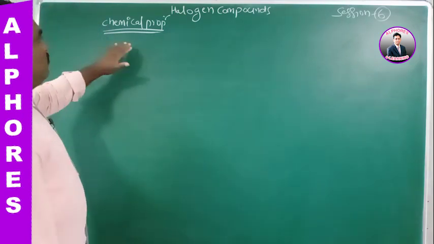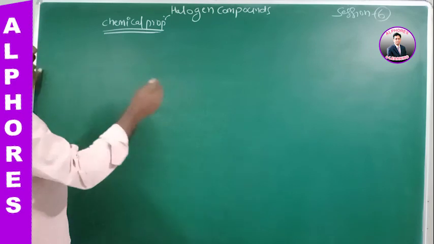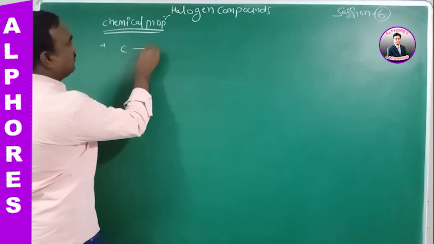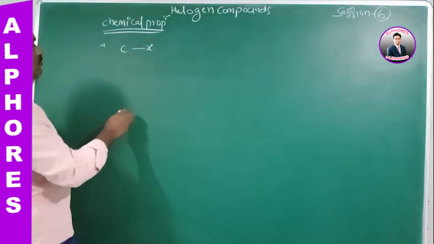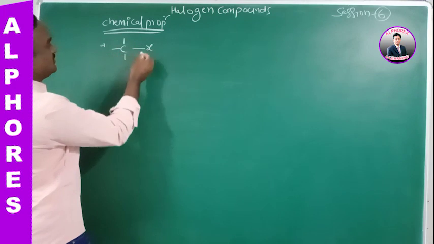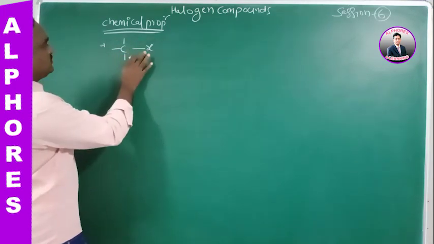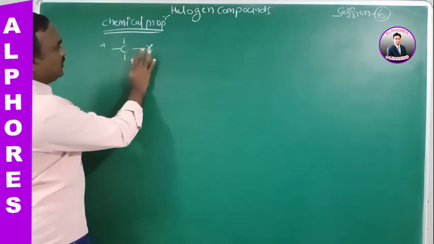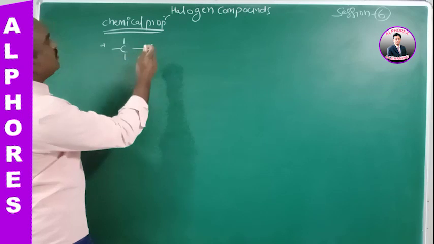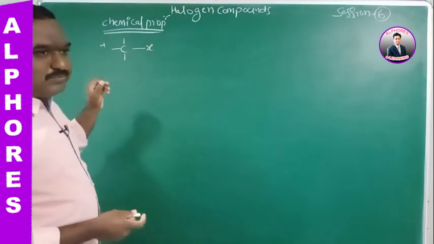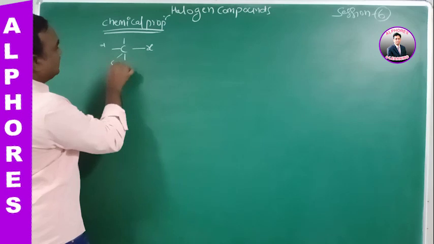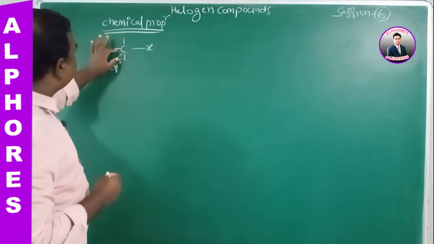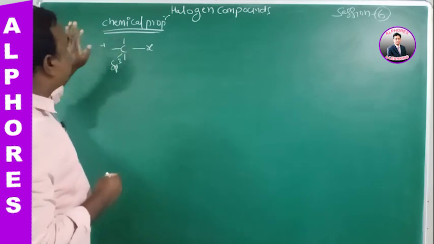So how can we explain the chemical properties of halogen compounds? Based on the bonding nature. Based on the C-X structure, meaning the carbon-halogen bonding nature, we can explain the properties of halogen compounds. The carbon may be sp3 or sp2, it doesn't matter. Based on the number of sigma bonds we can explain the hybridization state of the given carbon.